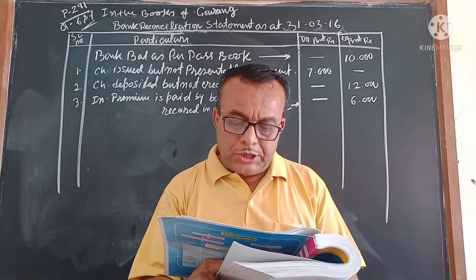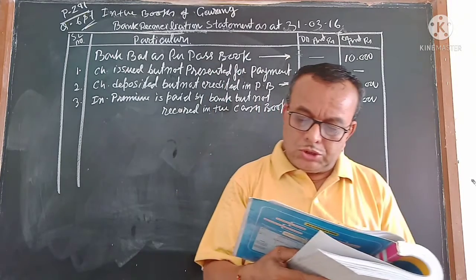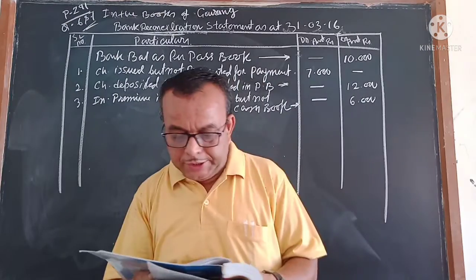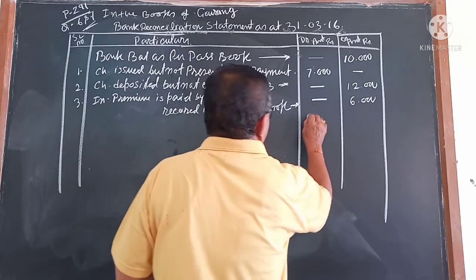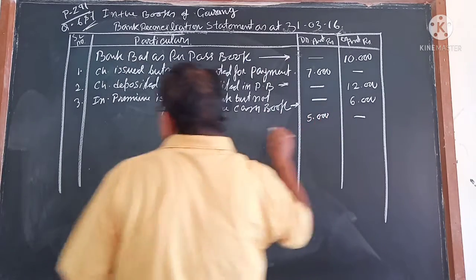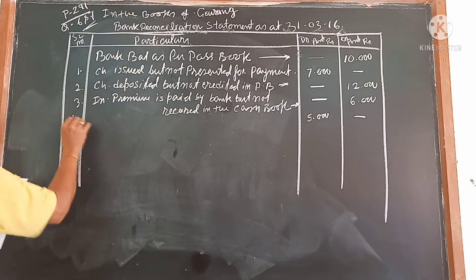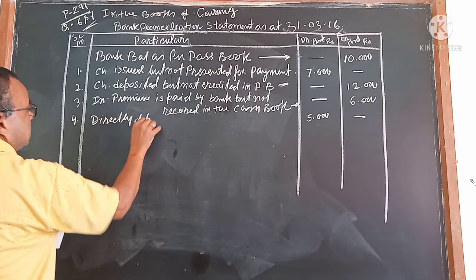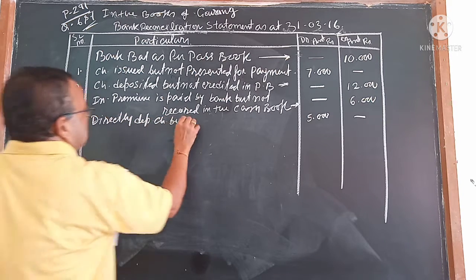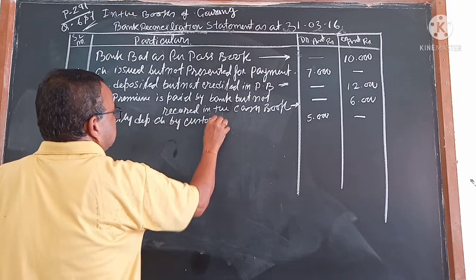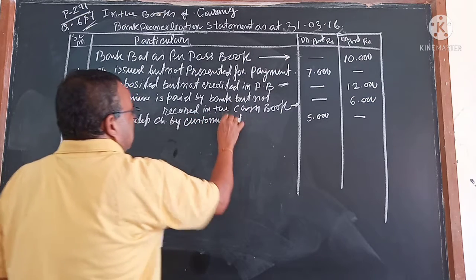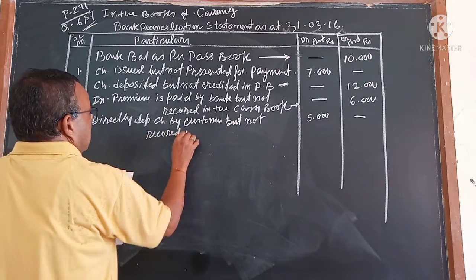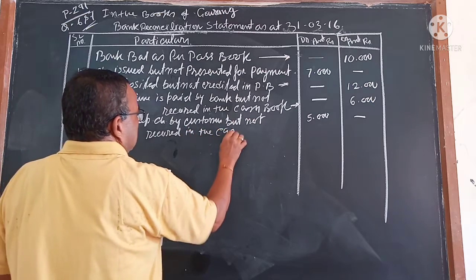A customer has deposited directly with the bank rupees 5,000, which is not recorded in the cash book. A customer directly deposited means the bank credited it, but it was not debited. You have to debit it. Number 4: directly deposited cheque by customer but not recorded in the cash book.